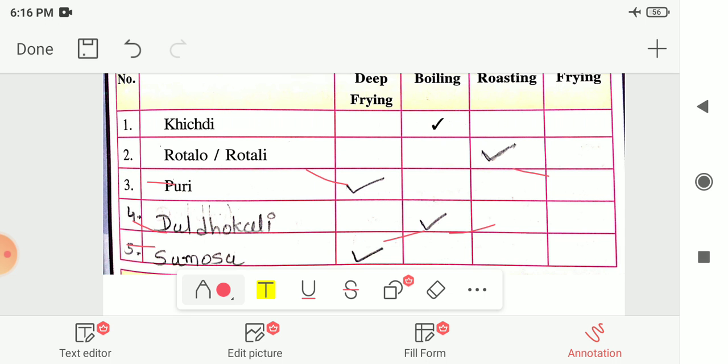So you can write the other food items on your own. Here two examples are given to you, and you have to tick mark the method which is used to prepare each food item.